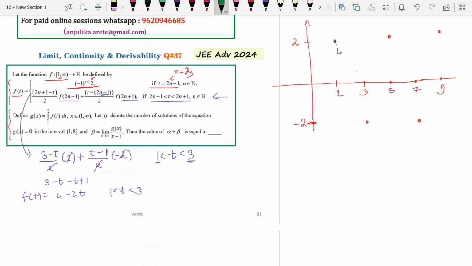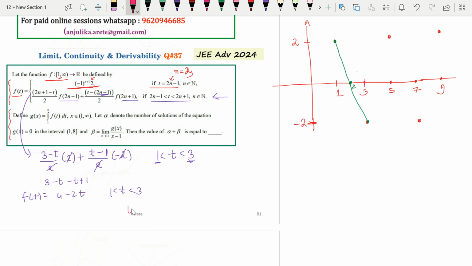So you are getting a line which is passing through the 2 points which you had earlier. Plug in 2 instead of t. If you plug in a 2, you're getting 0. So this point is 2 in between. If you want, you can write it there. Now one more we need to check, between 3 and 5.